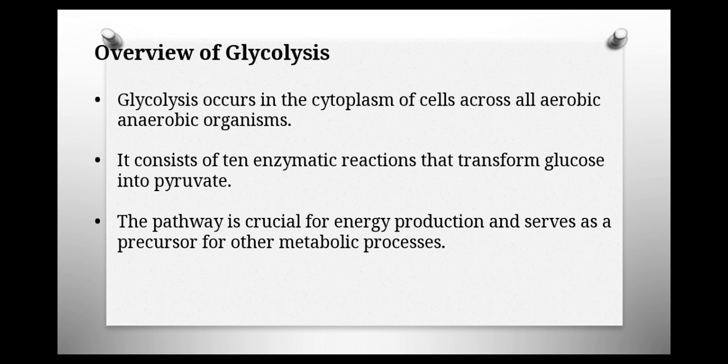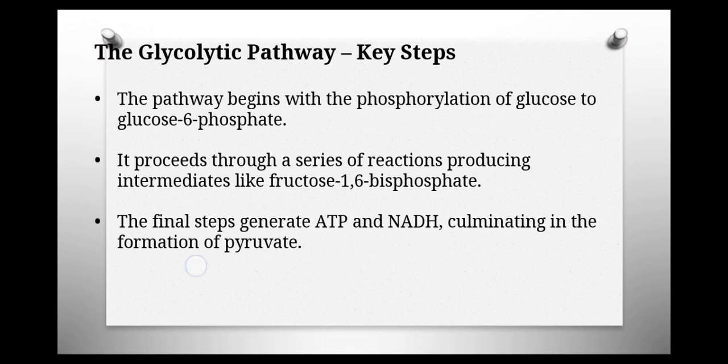Overview of glycolysis. Glycolysis occurs in the cytoplasm of cells, in all aerobic and anaerobic organisms. It consists of 10 enzymatic reactions that transform glucose into pyruvate. The pathway is crucial for energy production and serves as a precursor for other metabolic pathways.